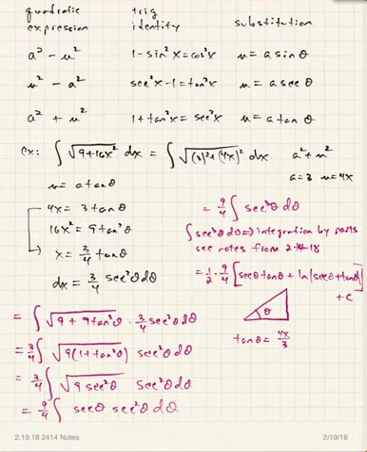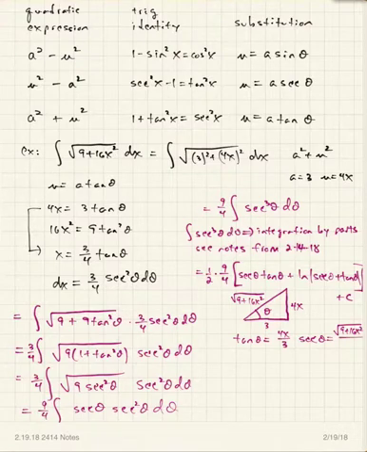And so we labeled our right triangle. Remember, the tangent is opposite over adjacent, so this would be 4x and 3 in our right triangle. And so that gives us that the third side would be the square root of 9 plus 16x squared. And so what else do we need for our substitution? Well, we need secant theta. And so secant theta would be the square root of 9 plus 16x squared divided by 3. Right? A hypotenuse over adjacent.